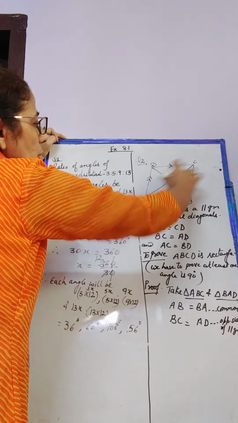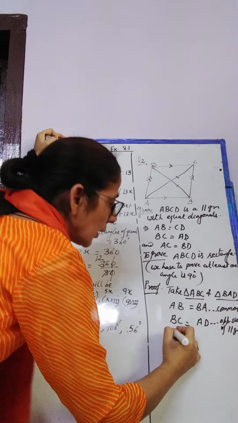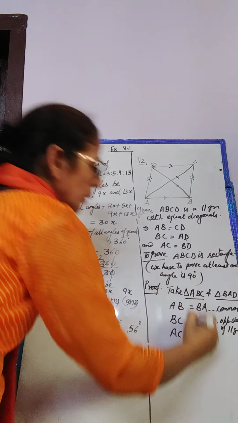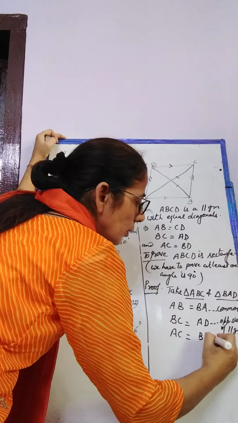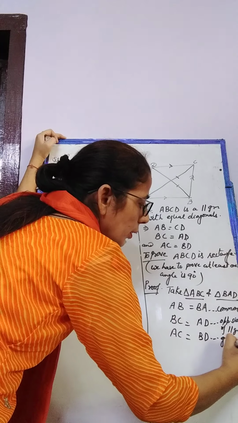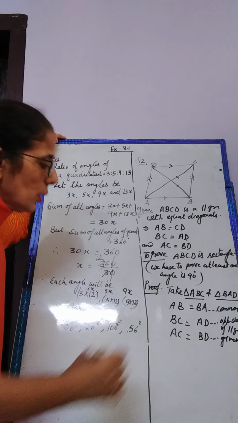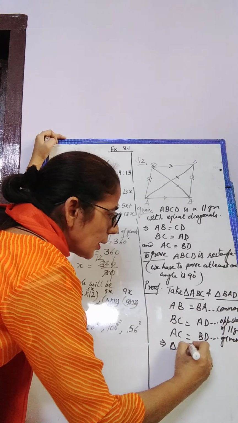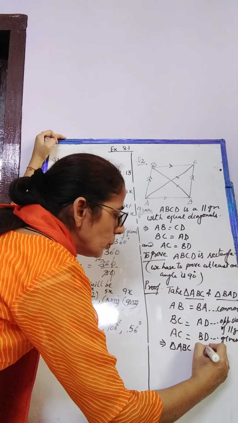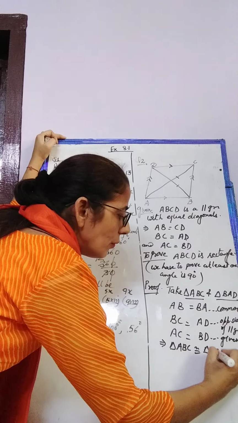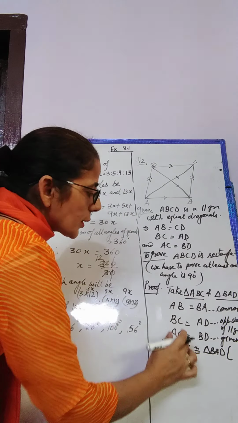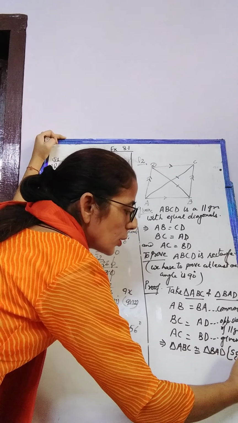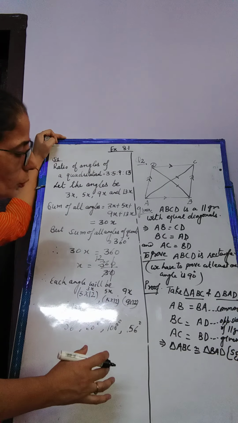Opposite sides of a parallelogram are equal, right? And it is also given that in triangle ABC, AC is equal to BD in BAD. Given diagonals are equal, so therefore triangle ABC is congruent to triangle BAD by which congruence? All are sides, so this is SSS congruence.